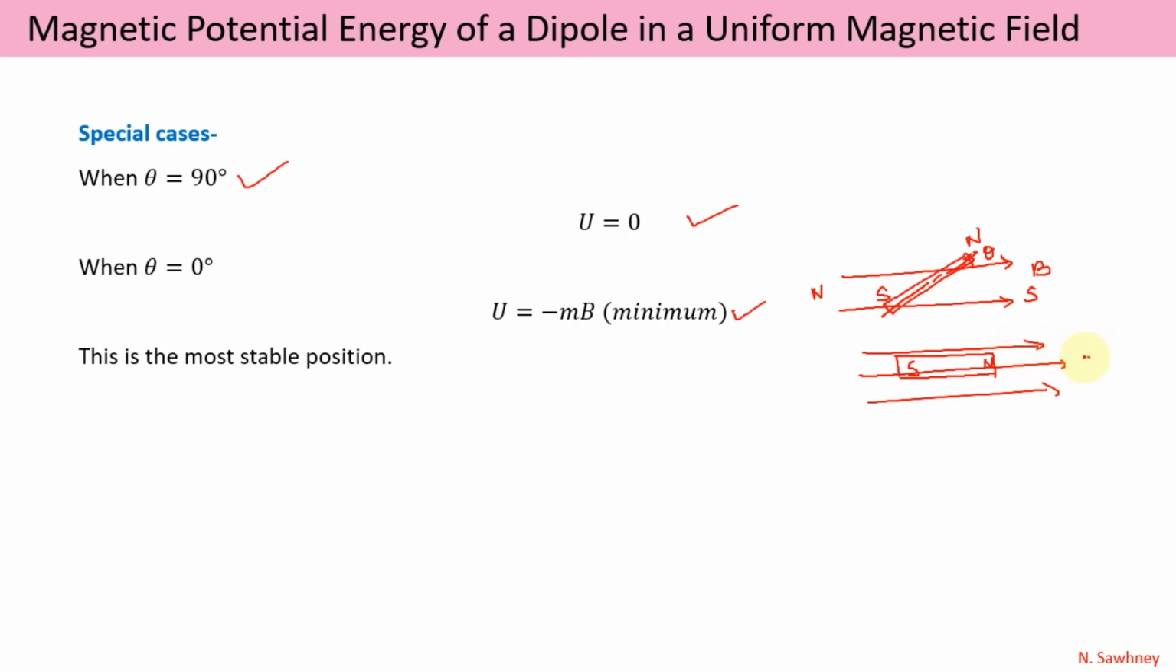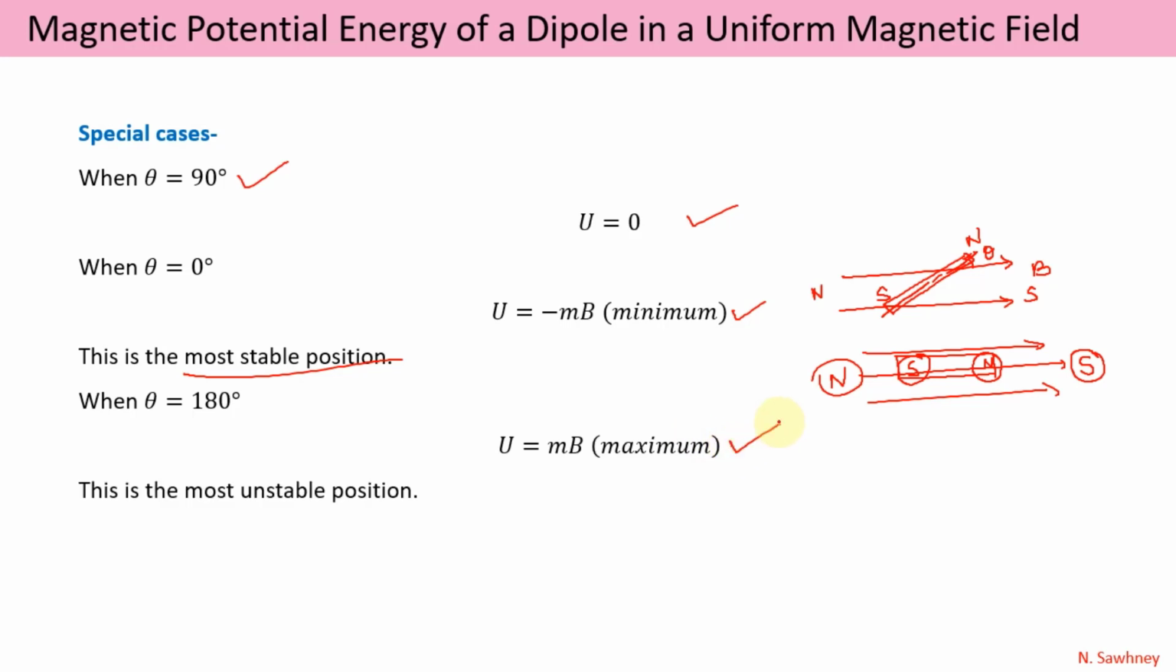So what does it mean? This is the direction of the external magnetic field and our dipole is aligned at an angle θ. That means the north pole of the dipole is towards the south pole of the external magnetic field and the south pole of the dipole is towards the north pole of the external magnetic field. Hence, this is the most stable position. And when θ is equal to 180 degrees, the potential energy is maximum, which is mB, and it will be the most unstable position. That we can understand from this figure only.